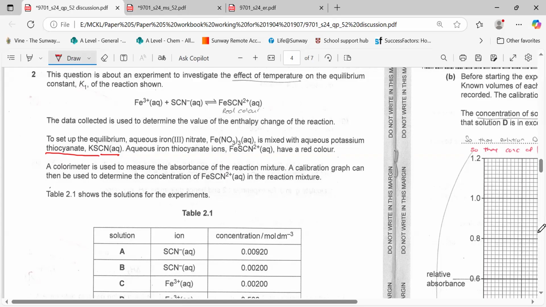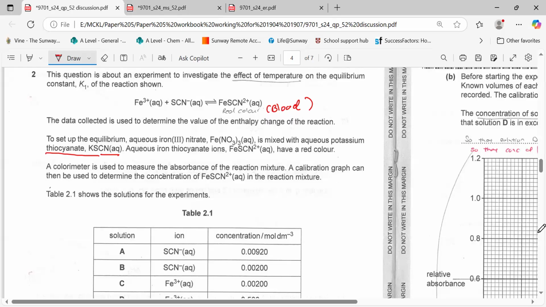Okay. Now to set up the equilibrium, iron 3 is mixed with potassium thiocyanate, and iron thiocyanate has a red color. Just so you know, I know it's not in the Cambridge chemistry syllabus, the specific test for Fe3+ is thiocyanate. It will give you a red color. Specifically, it is the blood type of red. All right. I know it's not in your syllabus, but I'm just telling you, since you're looking at this information.